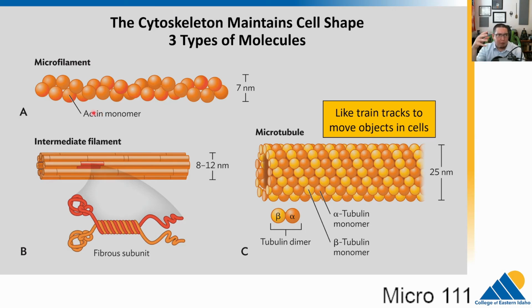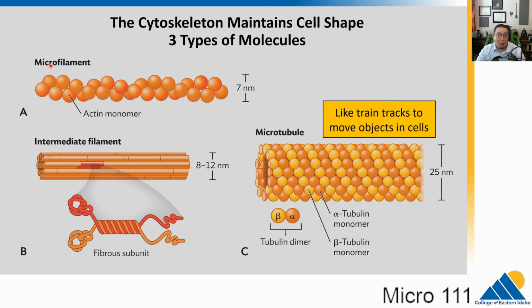There are a bunch of little fibers inside of the cell that we call the cytoskeleton. So cyto, like cytoplasm. This is the skeleton of a cell, and this helps it maintain its shape. It moves things around. I want you to know that there are three different types of molecules in here. They're really easy to remember.